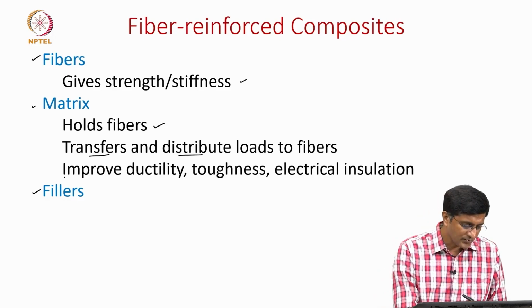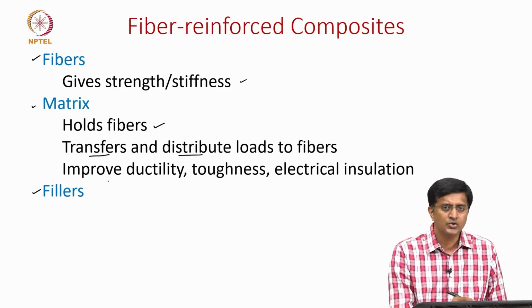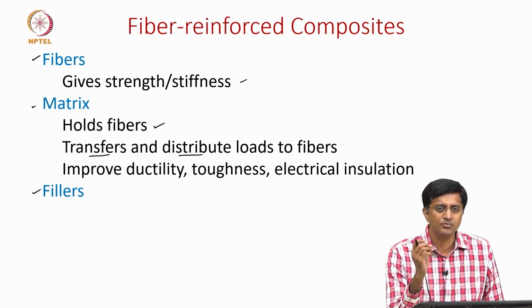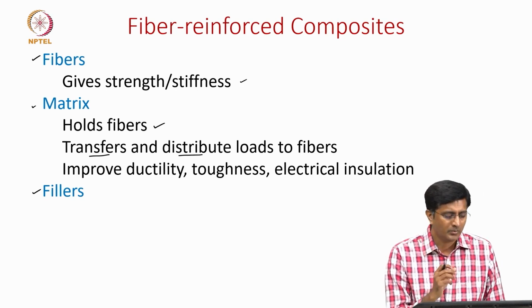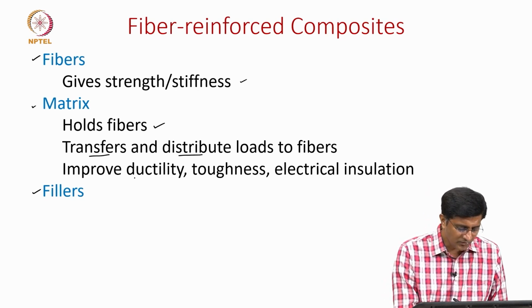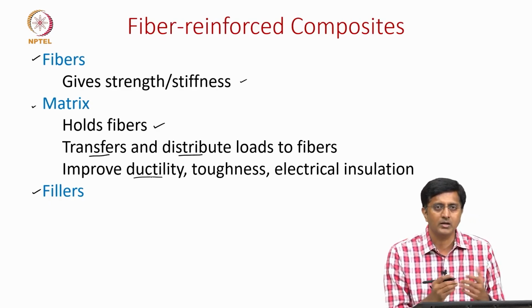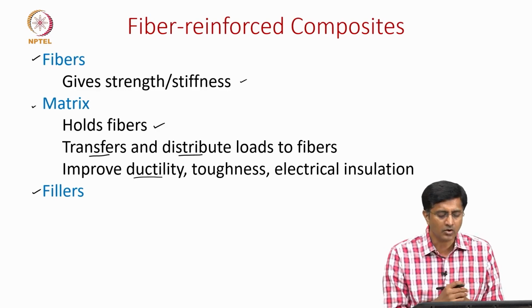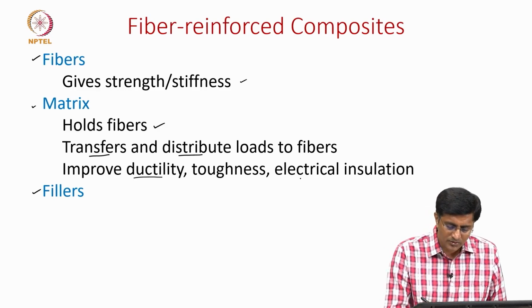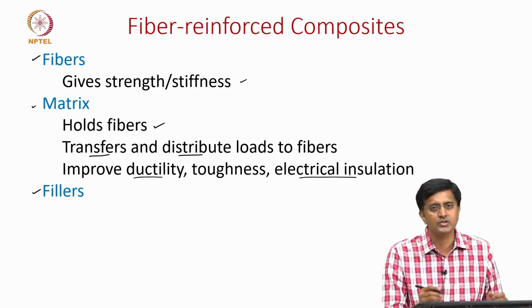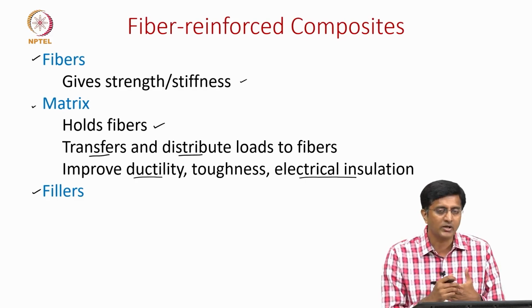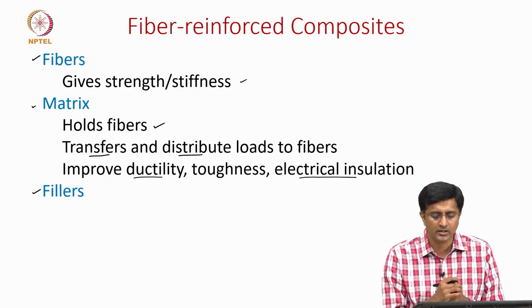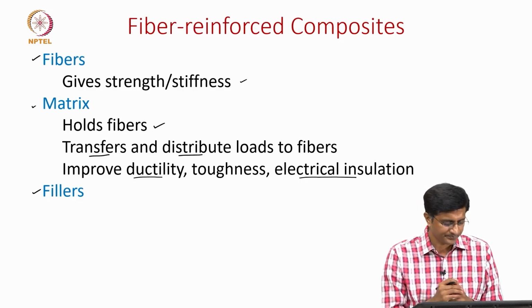There are other reasons why we use a matrix. Usually fibers are stiff, and some of them are even brittle, but when we have a matrix material behaving like a ductile material, there is some ductility in the composite. Sometimes we also need electrical insulation, because some of these fibers are conductive, but with a matrix material such as a polymer, the composite is electrically insulated.